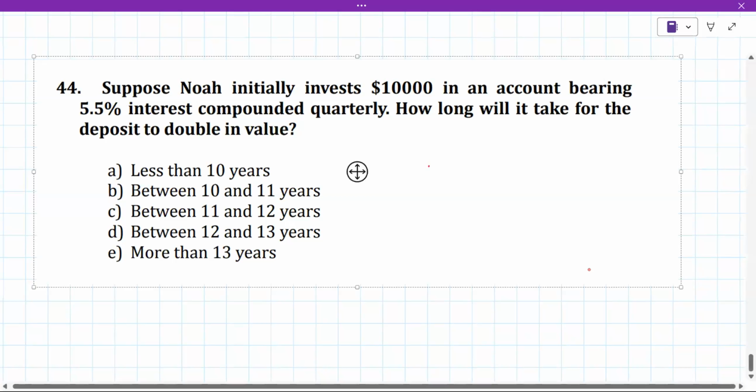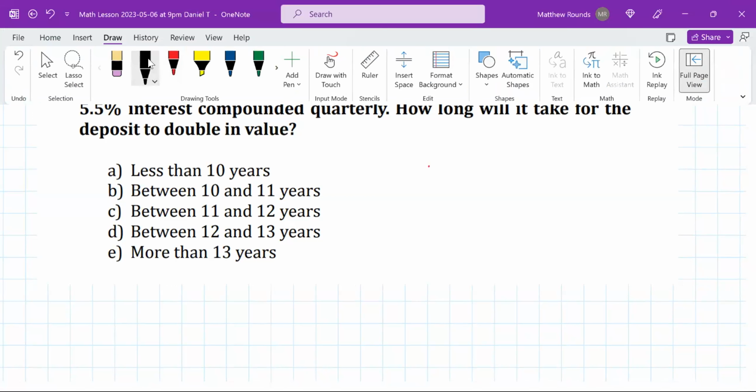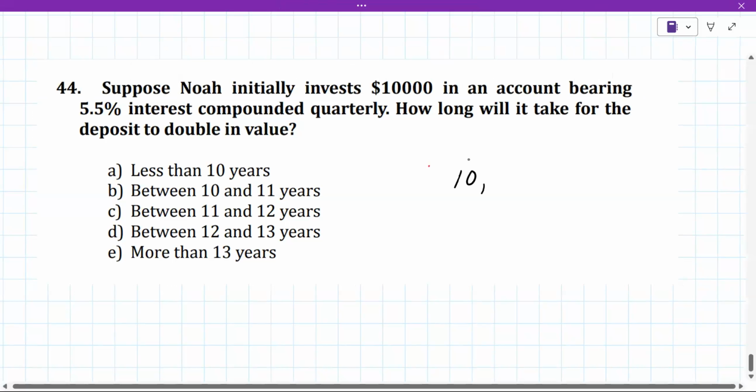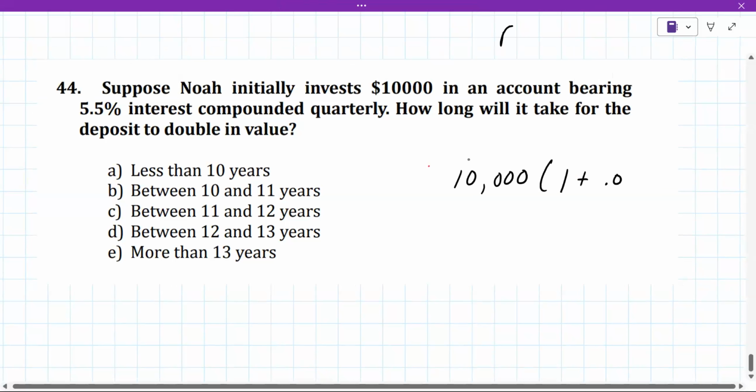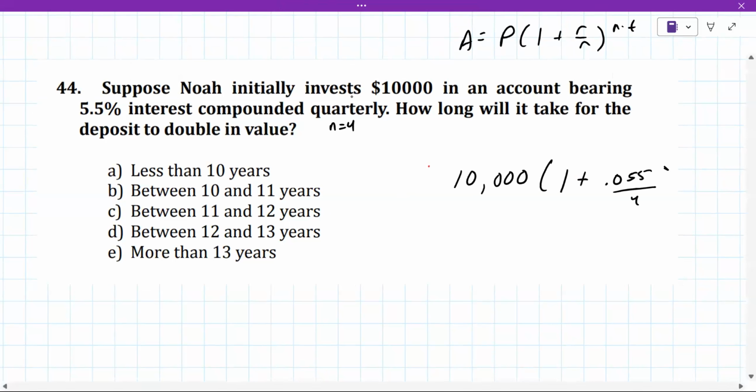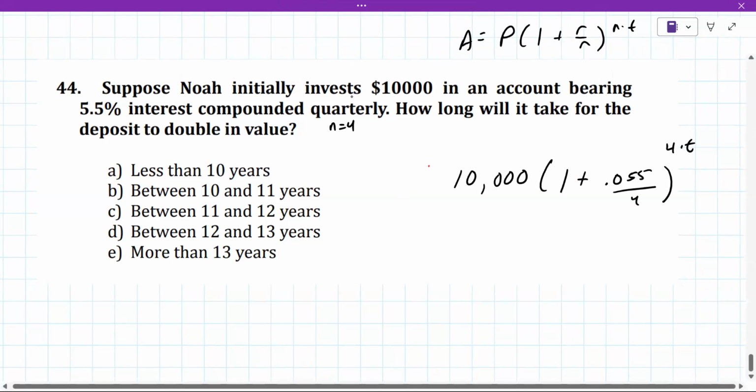Okay, so this time you've got $10,000 starting out. And it's 1 plus the interest rate. So we're using P(1 + r/n)^(nt). That's the formula here. Because it's not compounded continuously, quarterly means that n equals 4. So it's 0.055 divided by 4, to the 4 times t power. And we want to know how long this is going to take to double.